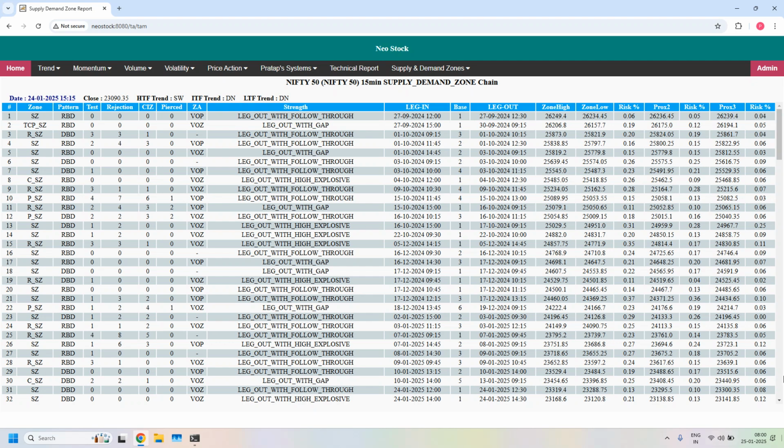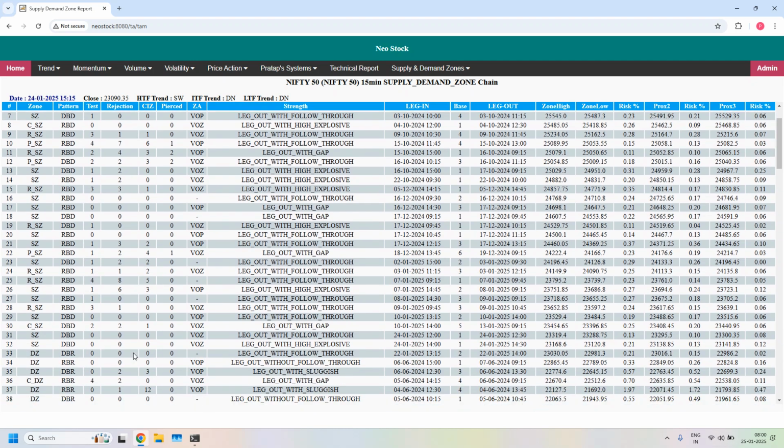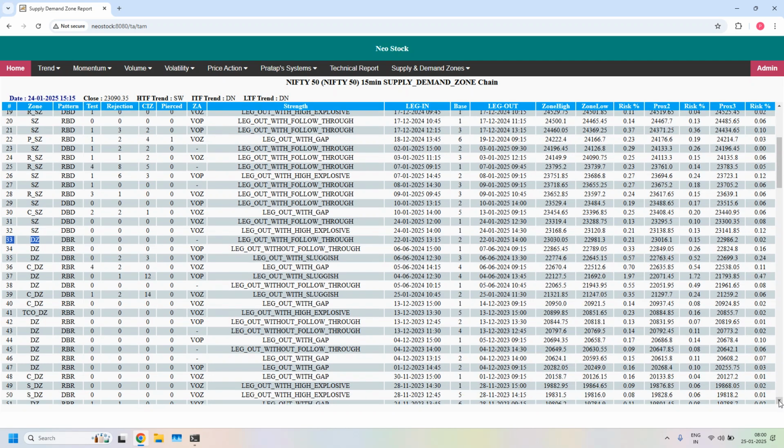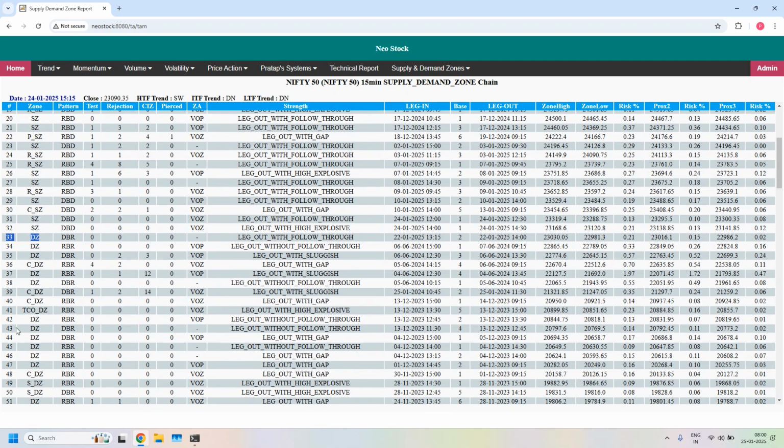We have all our supply zones. Let me scroll the list down here. 33 we have demand zone. Let me put it in the center so that you can see. These are the demand zones and these are the supply zones. So 33 is the nearest to the current price. 32 is the nearest supply zone to the current price.